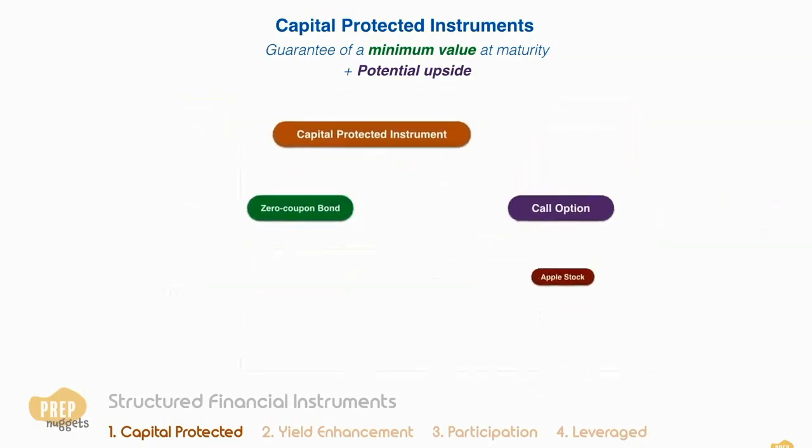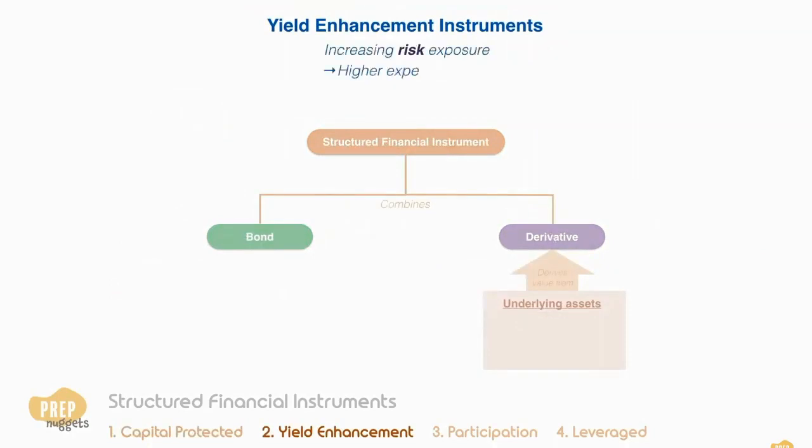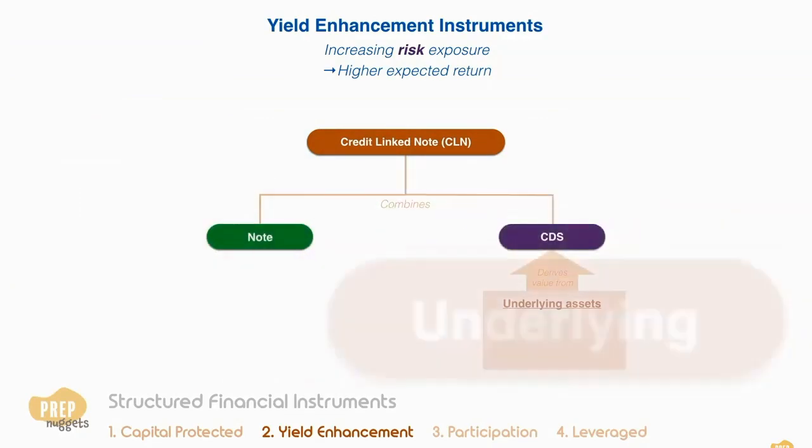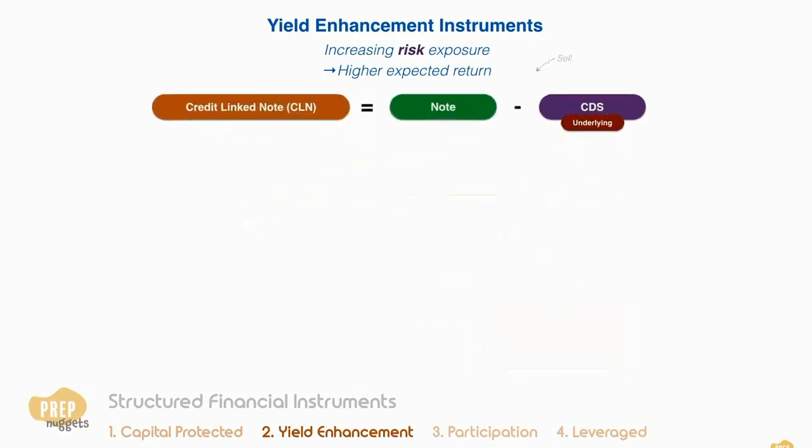Another category of structured financial instruments is yield enhancement instruments. Yield enhancement refers to increasing risk exposure in the hope of realizing a higher expected return. A credit-linked note is an example of a yield enhancement instrument. Purchasing a CLN can be viewed as buying a note, and simultaneously selling a derivative known as a credit default swap. Let's break down the payoffs from the two instruments.